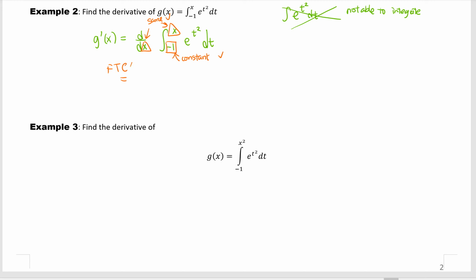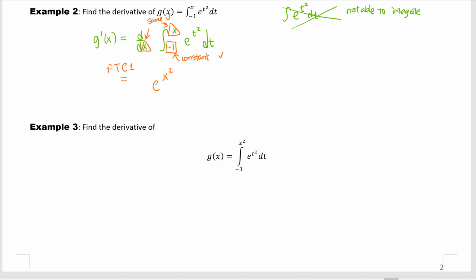of calculus part 1, it tells us that this guy, the derivative of the antiderivative, they sort of cancel out, and then the result is just the function itself. We're not integrating, we're not differentiating the function itself. We replace t by the upper limit of integration, which is x. So we get e to the x squared.